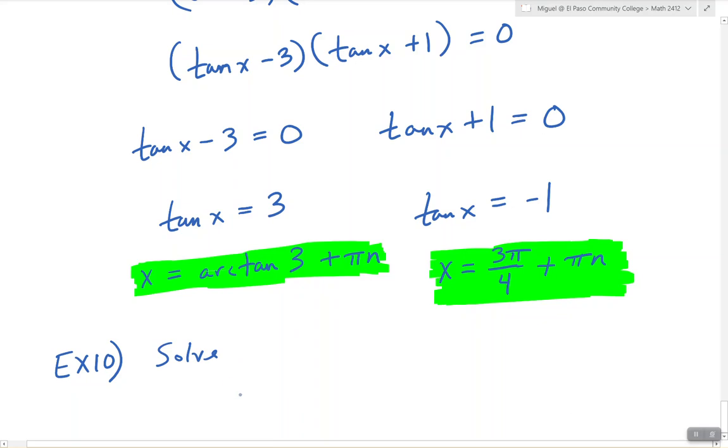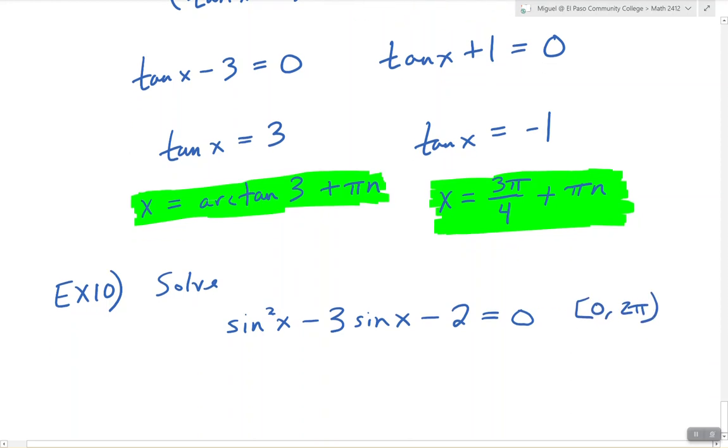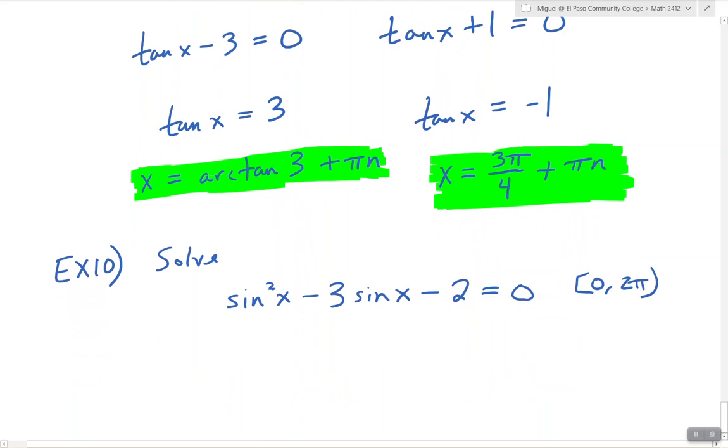Solve sine squared x minus 3 sine x minus 2 equals 0. We do have an interval for this one. It's already in that handy quadratic form, right? Square term, single term, and then constant equals 0. So nothing to change or move. We just need to see if we can factor it.